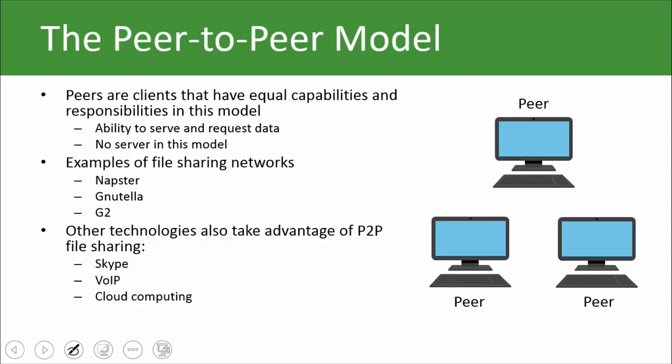All right, so a peer-to-peer model is different because it doesn't have a server. Peers are just client computers, and they all have equal capabilities and responsibilities. Each has the ability to send and receive data, or to serve and request data. It's also fairly common. We have Skype and voice over IP, like I just mentioned, and also cloud computing use the P2P model. You may also find file sharing networks like Napster, if you're old enough to remember that. I think Napster is still around, but in a very different form. You have Gnutella and also G2. So the peer-to-peer model is a little different. Each computer accesses and requests data from its peers and not from a server.